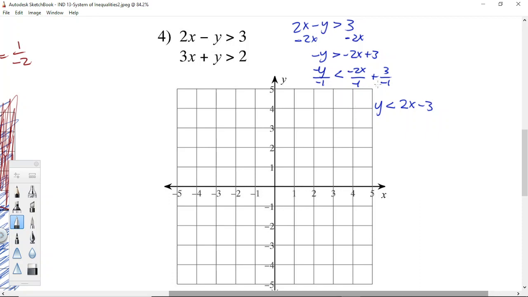And we're going to have to put the other one in slope-intercept form as well. So we might as well go ahead and do that. It's currently like that. 3x plus y greater than 2. Subtract 3x from both sides.